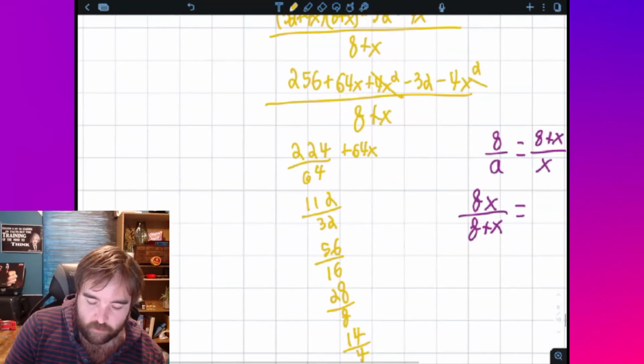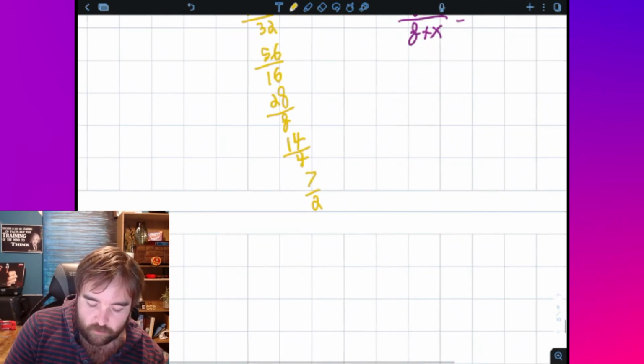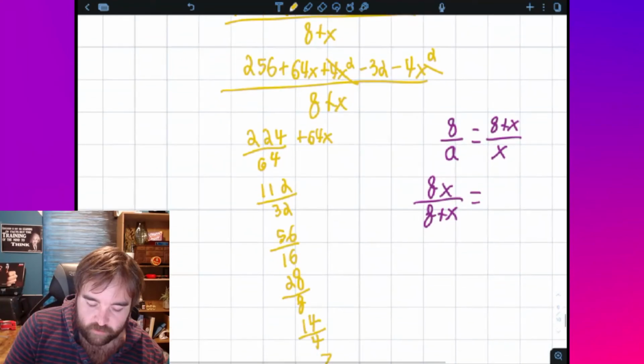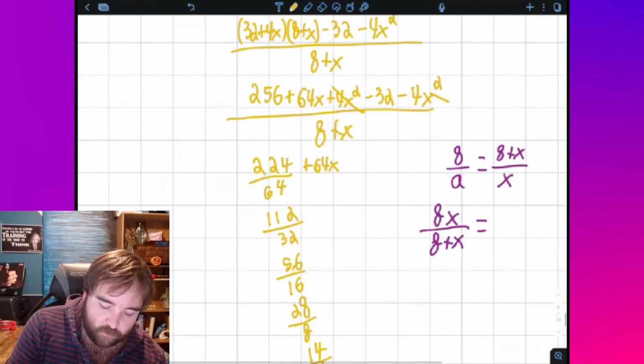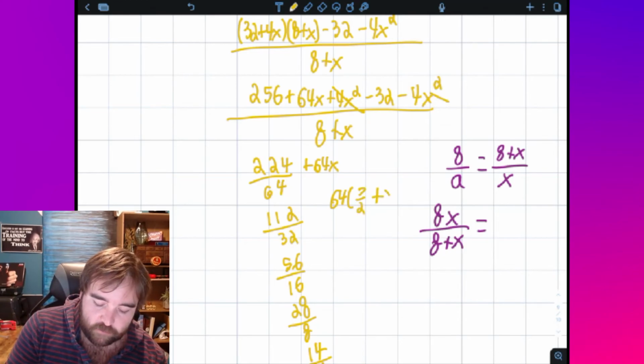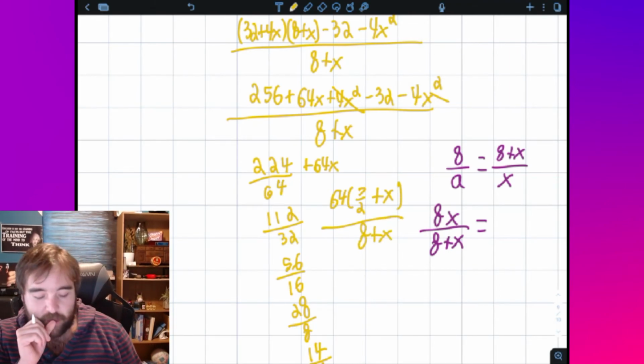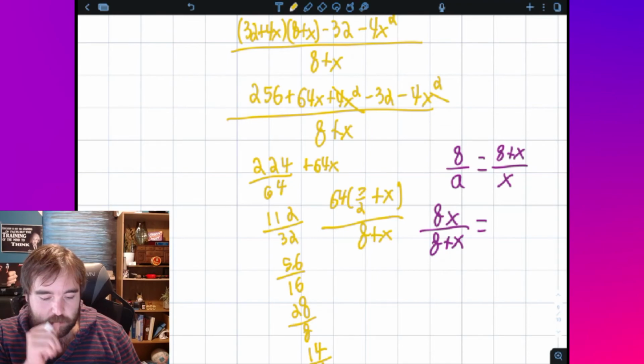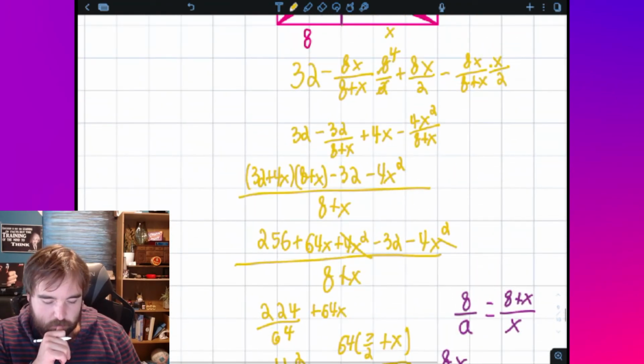So I can only factor out... I can't factor out a full 64 necessarily. I can factor out... So if I did factor out a full 64, it'd be 64 times 7/2 plus x over 8 plus x. That ain't very useful. Oof.